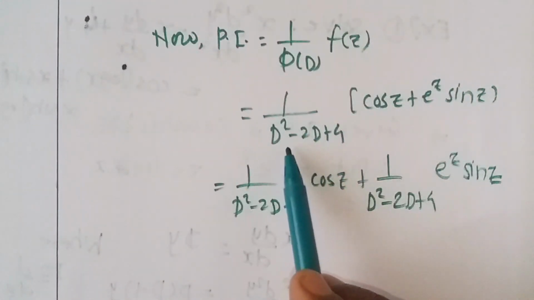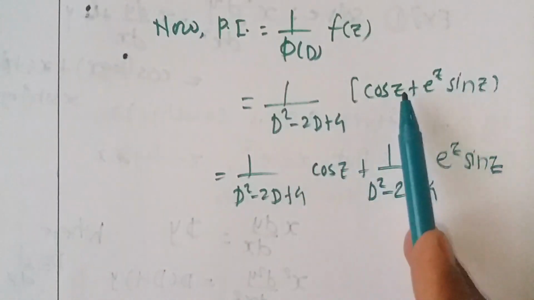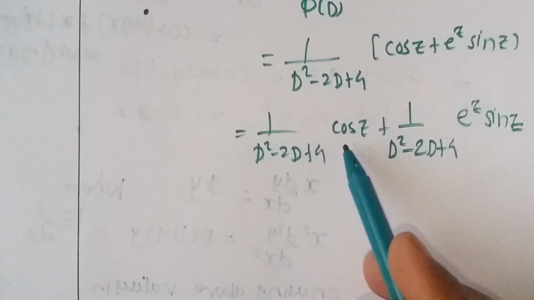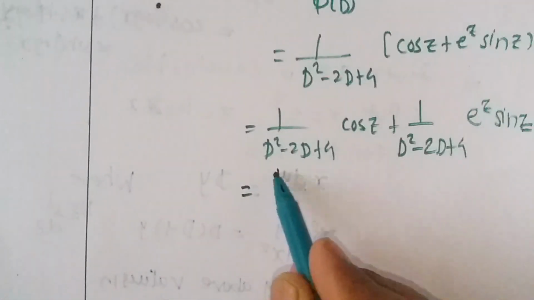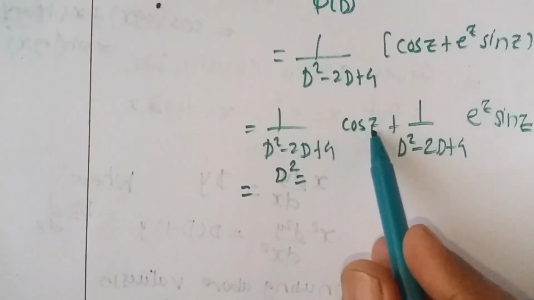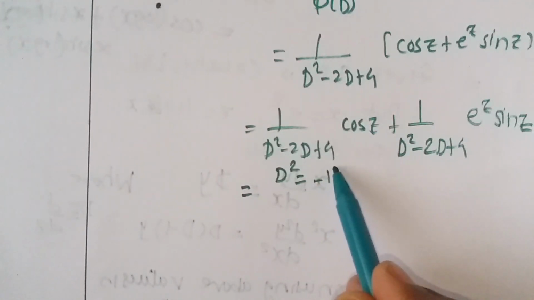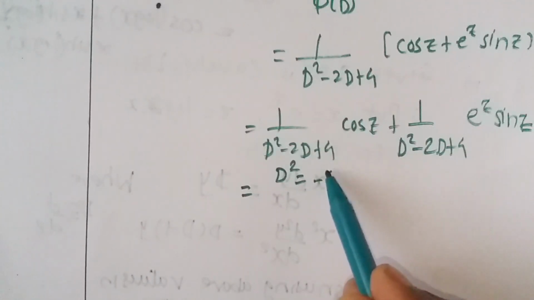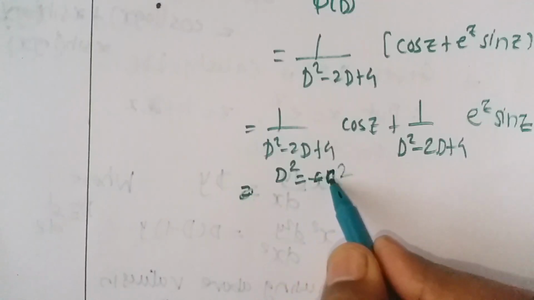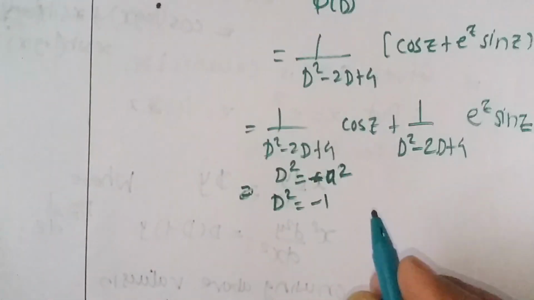This is the value of phi of D, this is the function f of z. Now we'll operate this on both. Here we have two terms, so I will separate these two terms. Now here we have a cos function, so let us apply the method of cosine. Case number 2: we'll replace D square by minus a square. Here a is 1, so therefore we'll replace D square by minus 1.